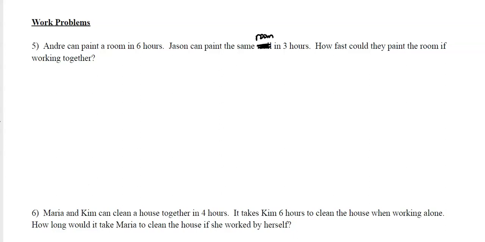The same room in 3 hours. How fast could they paint the room if they worked together? So one can do it in 6 hours, one can do it in 3 hours. Together, you would think it should be faster than either of them working on their own.